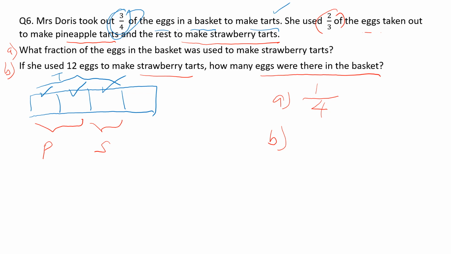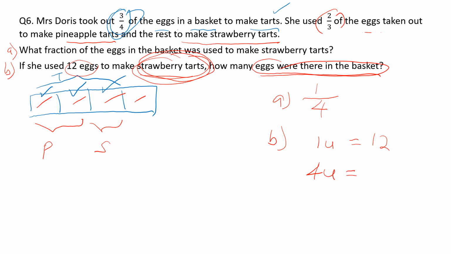Okay, now look at it closely. She used 12 eggs to make strawberry tart. Look at here. 1 unit must refer to strawberry first. How many eggs is 1 unit? 1 unit gives you 12 eggs. Correct? In total, how many eggs were there in the basket? So, how many units do I have in total? 1, 2, 3, 4. Correct. I have 4 units. So, from 1 to get to 4, I times 4. Do the same thing on the right hand side. 12 times 4, I will have 48. That is the answer.